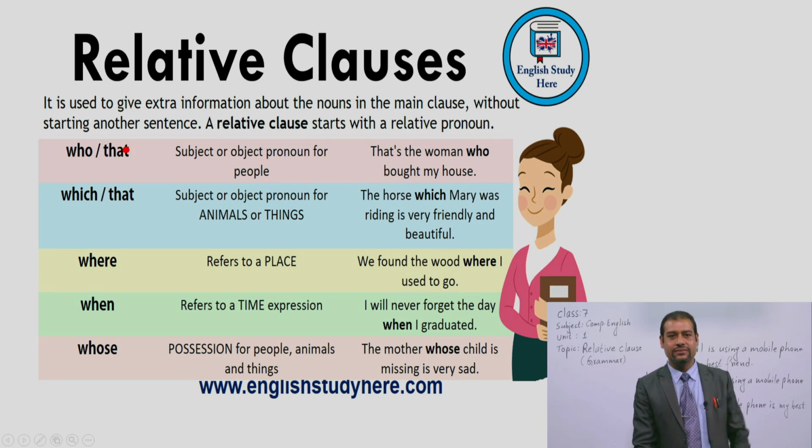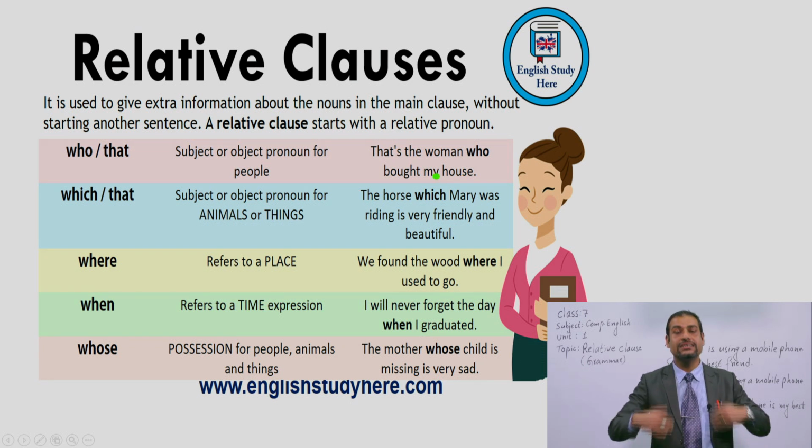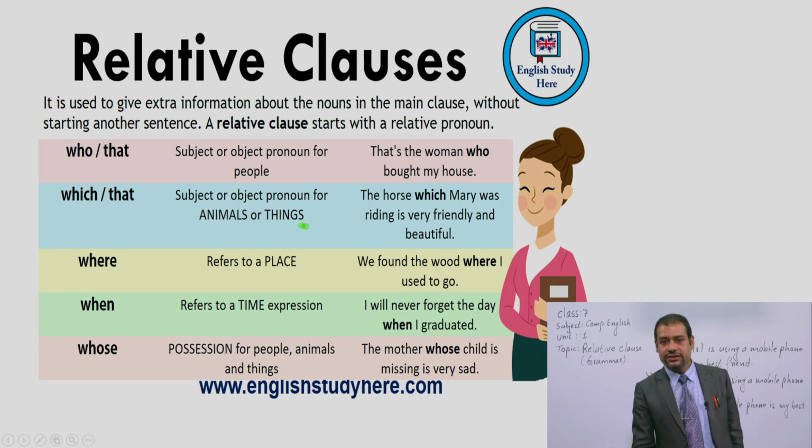Now at this time, let's look at only who. We use who for people. Okay, later on we'll discuss that one again. And you can find we use it for subject or object pronoun for people. For example, that's the woman who bought my house. Later on we'll discuss in detail, okay, with practice. Just look at and listen to me. Which and that: subject or object pronoun for animals or things. For animals or things we use which or that. For people we use who. Okay. Example, the horse which Mary was riding is very friendly and beautiful. Okay.